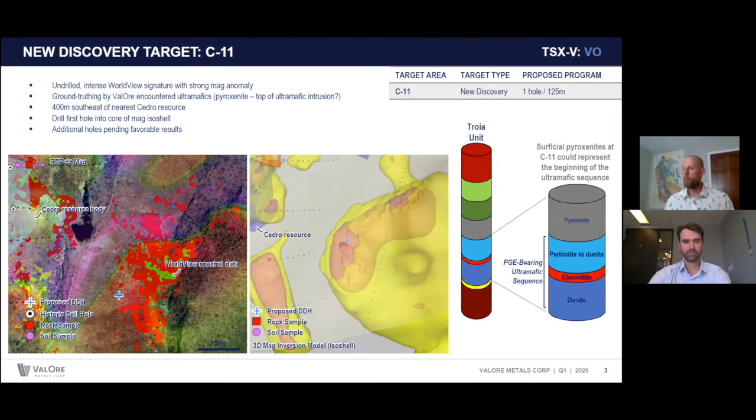So what we're hoping, and we'll test by drill bit, is that we're looking at just the top of this ultramafic sequence. And as we drill into it, we will get through the pyroxenite and hopefully punch into the peridotite, some chromitite, and obviously some PGE mineralization. Next one I'll take you through is the target advancement type target.